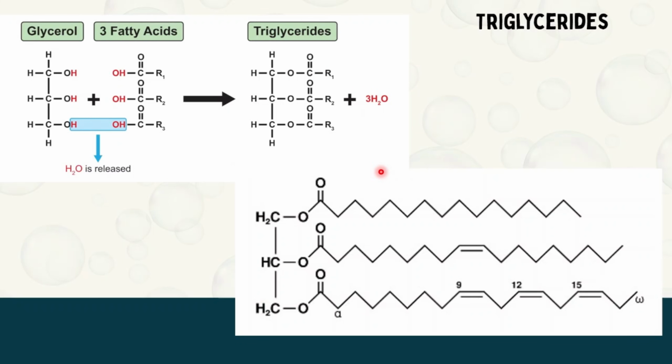So this is an example of a triglyceride. This is palmitic acid. This is 1, 2, 3, 4, 5, 6, 7, 8, 9, 10, 11, 12, 13, 14, 15, 16, 17, 18. This is oleic acid, and this should be alpha linoleic acid. So these are three different fatty acids combined with a glycerol backbone. It is important to know structures like this.